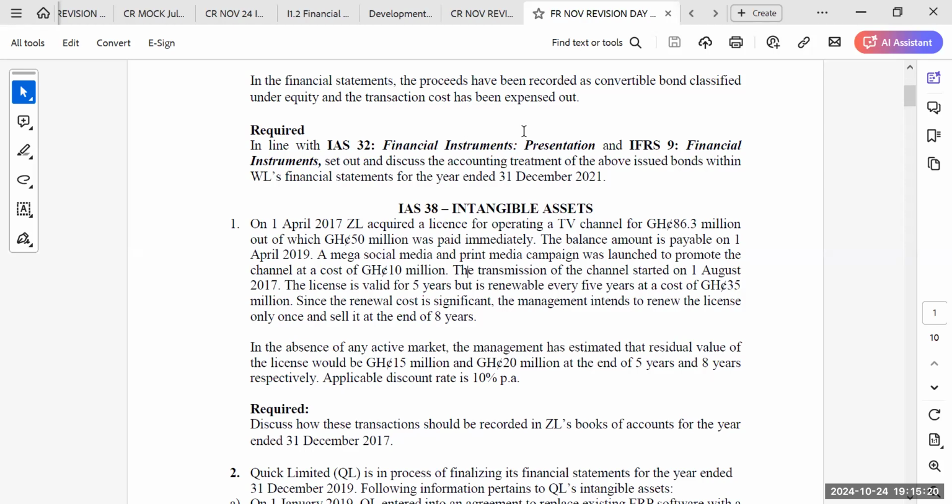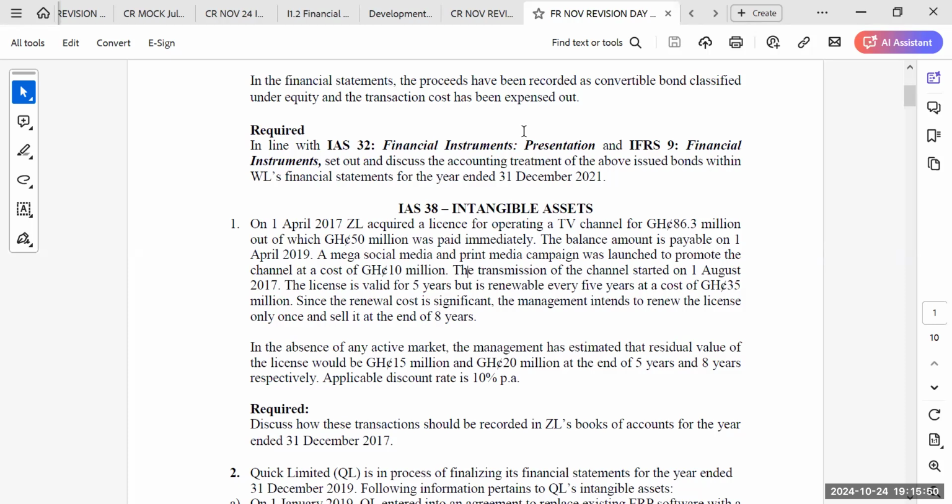The entity has acquired the license to operate a TV channel for what? For 86.3 million, out of which 50 million was paid immediately. Okay. So we are buying this for 86.3 million. We are paying 50 million immediately. Okay. What is happening to the remaining one? The balance is payable on 1st April 2019. That is 2 years after the acquisition.